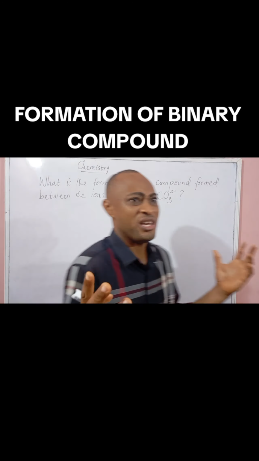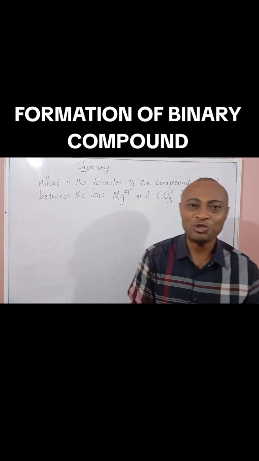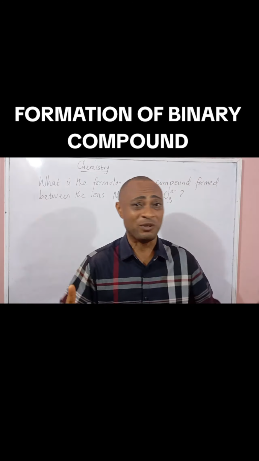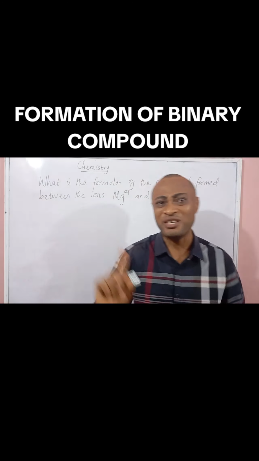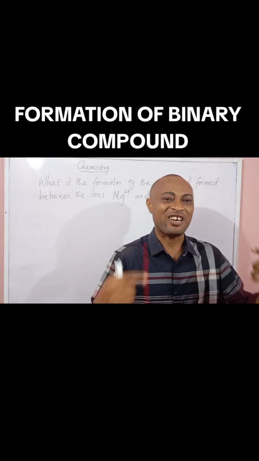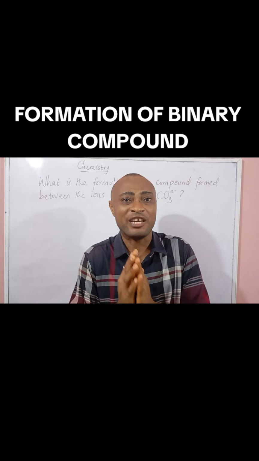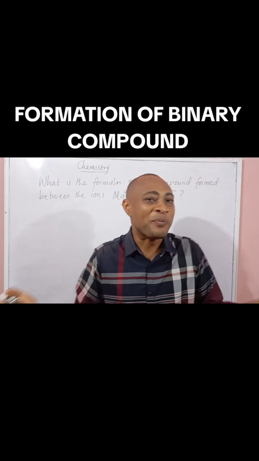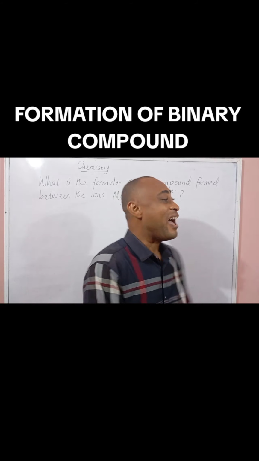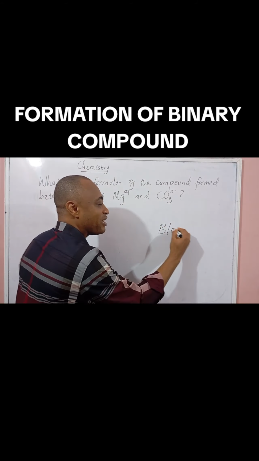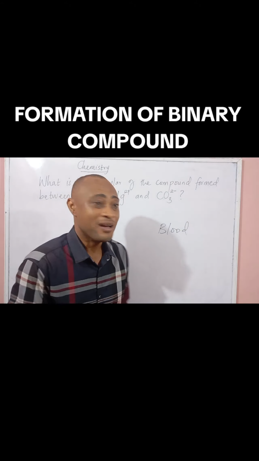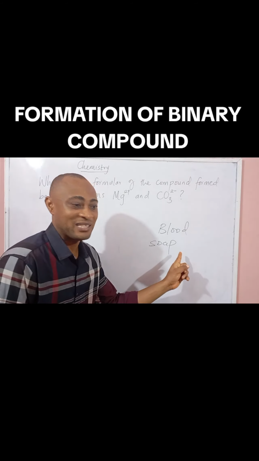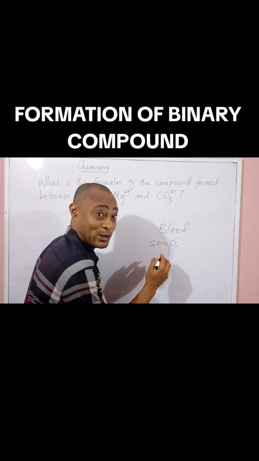But remember, chemistry involves matter. Chemistry involves compounds. Chemistry involves mixtures. Remember the difference between a compound and a mixture? One major difference is that a compound can be represented using a chemical formula. A mixture, on the other hand, cannot be represented using a chemical formula. And that is why blood is a mixture, because there is no formula for blood. But soap is a compound. Remember, soap is a compound because soap has a formula. And what's the formula for soap?